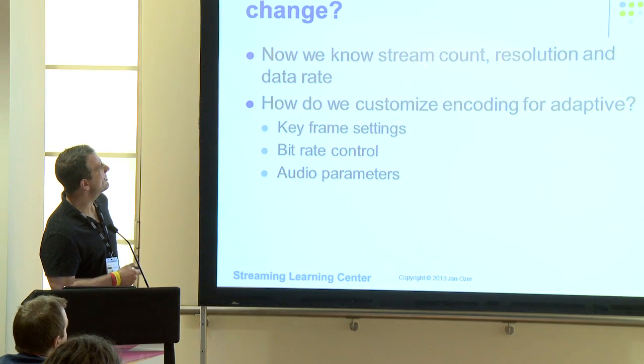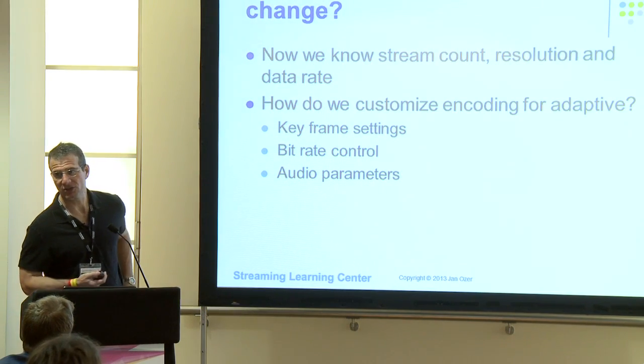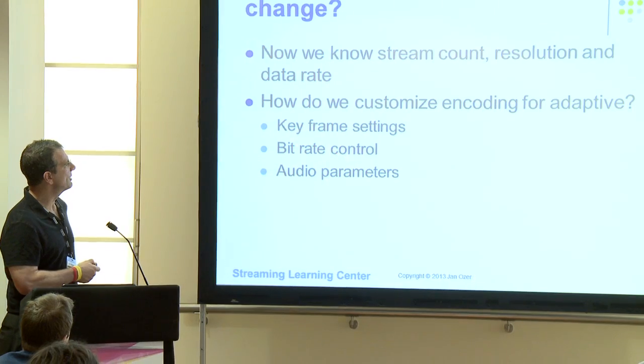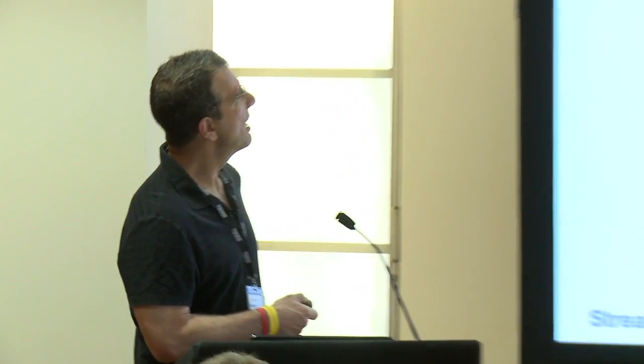Okay, so what do we do differently for adaptive streaming than we do for single file streaming? There are 3 areas that we looked at: keyframe settings, bitrate control, and audio parameters. Keyframe interval. When I produce single file streaming, I generally use a keyframe interval of 10. When I produce for adaptive streaming, typically I use a keyframe interval of between 2 and 3. Why? Because you have to switch at a keyframe, and 10 seconds is too long if conditions change. So you want to use a shorter keyframe interval.